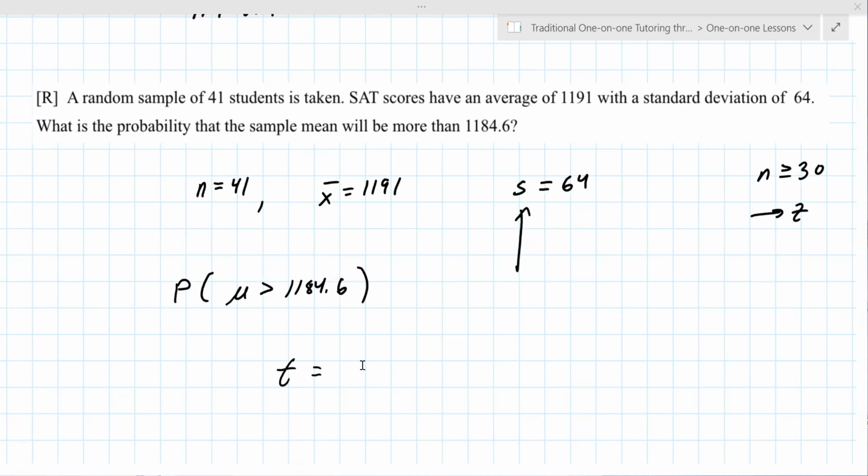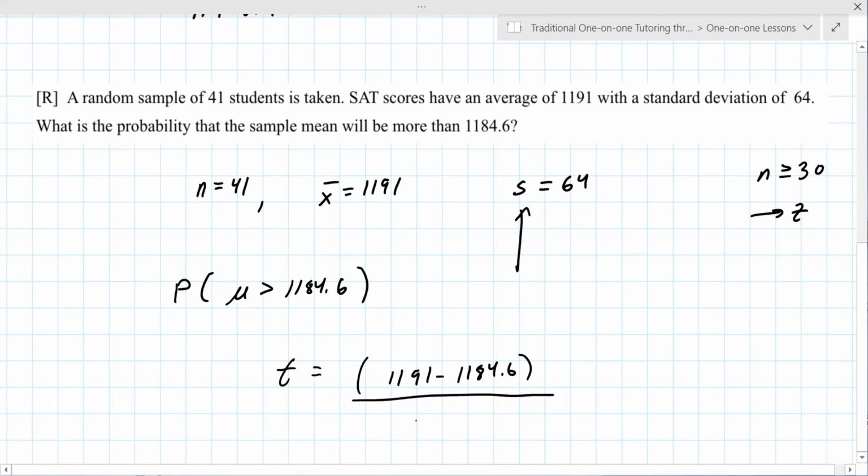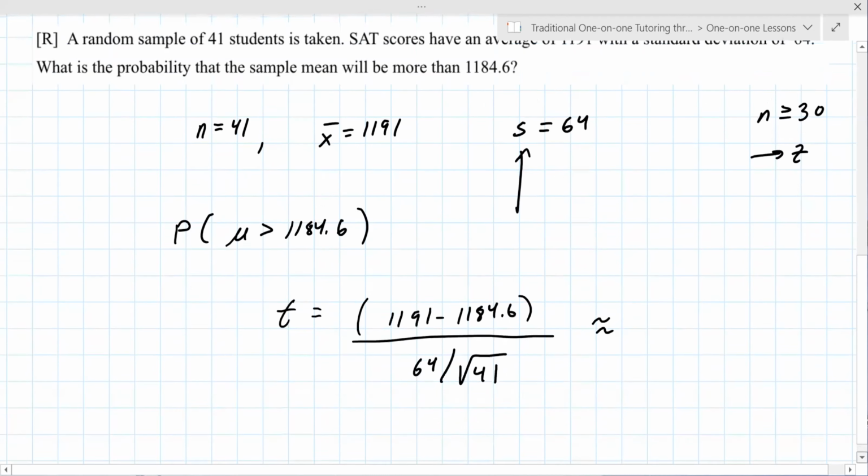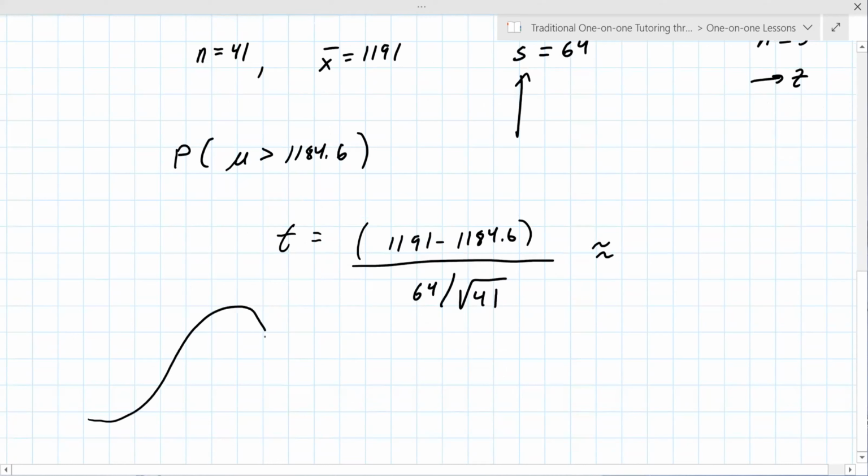So the t here is x bar, 1191, minus 1184.6, over s divided by the square root of 41. So you get some t value here, and you probably know this from class. The t distribution looks something like this. We're going to get a t value, and we need the area over here. The degrees of freedom is n minus 1, which is 41 minus 1. Then we need to look that up. All of this can be done in software.